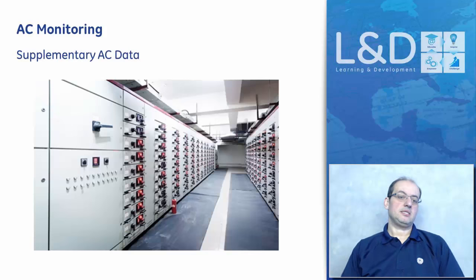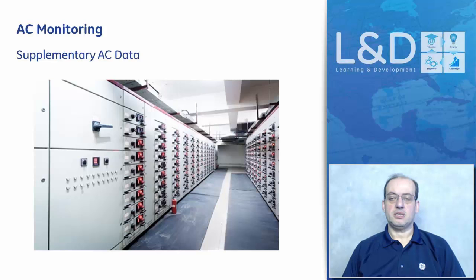Supplementary AC data is data that we are interested in when we're monitoring AC data, for example, the voltage and currents. So we can calculate the line-to-line voltages and phase angles from line-to-neutral voltages and phase angles, and we can calculate the neutral current and phase angle from phase current and angles. And the data will be used for further analysis by operators.